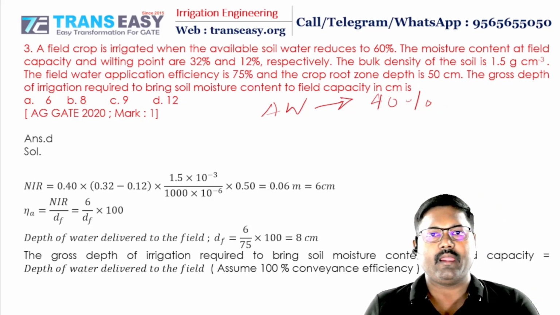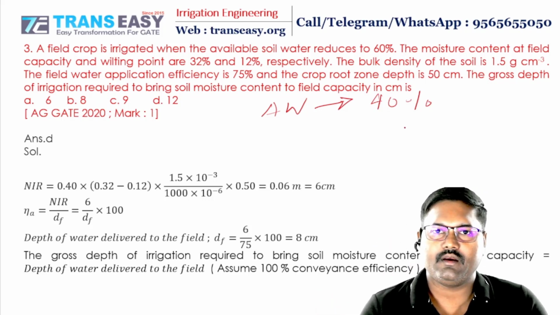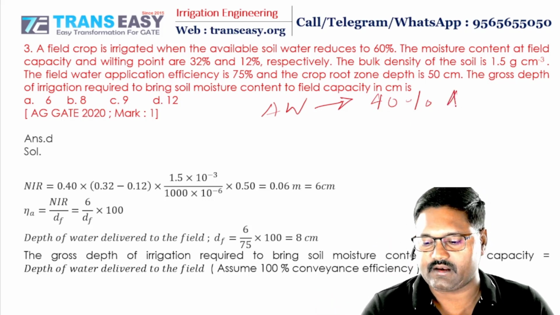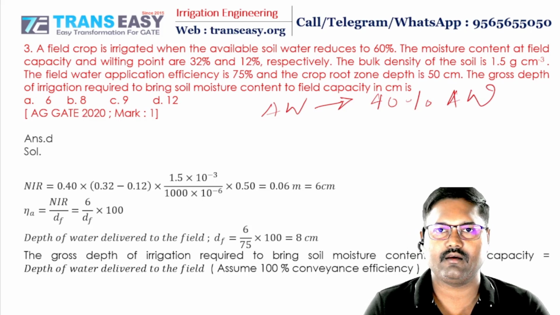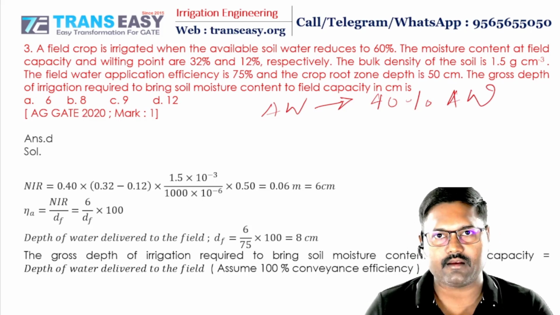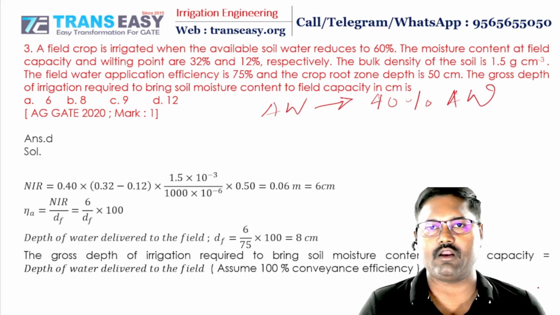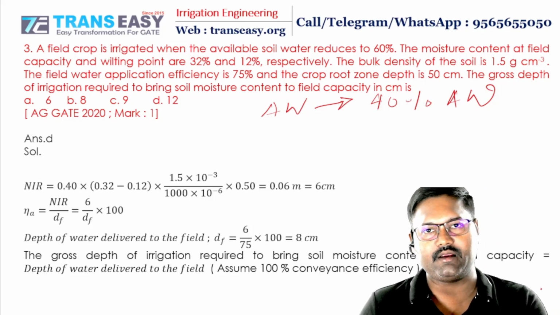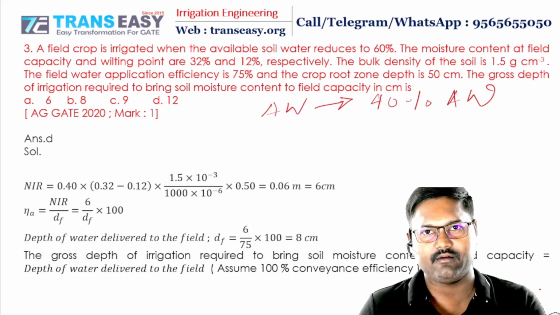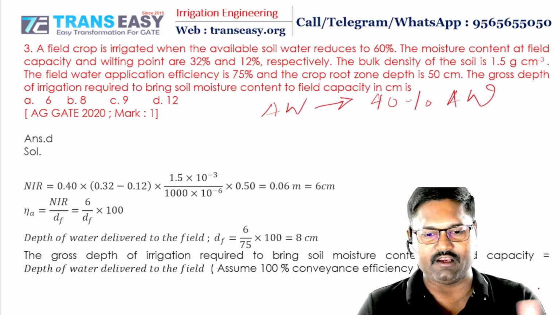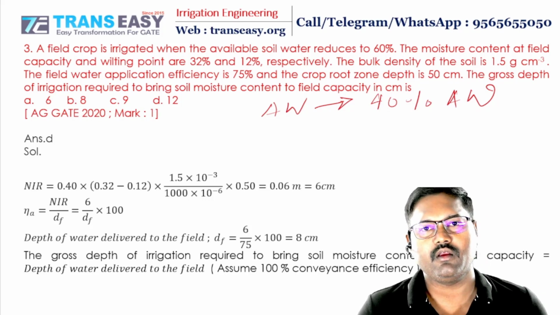Allowable depletion of available water is 40%, right? And then we start irrigation. We are not waiting for complete depletion of available water. We are not waiting for the reachment of moisture content to wilting point.